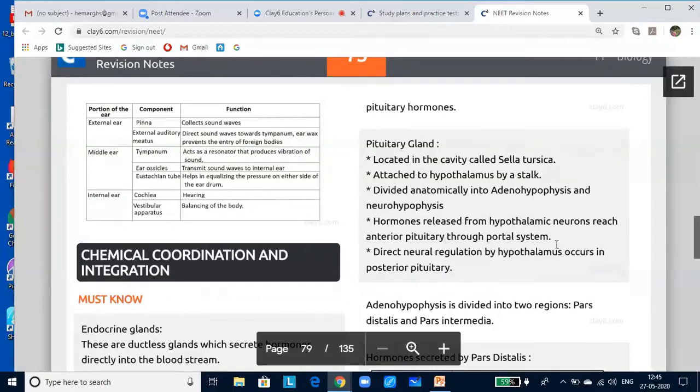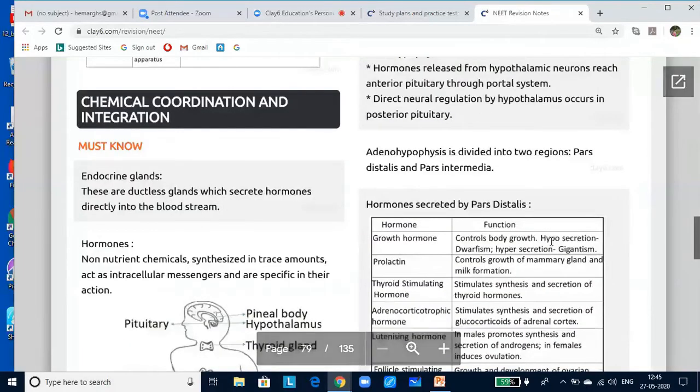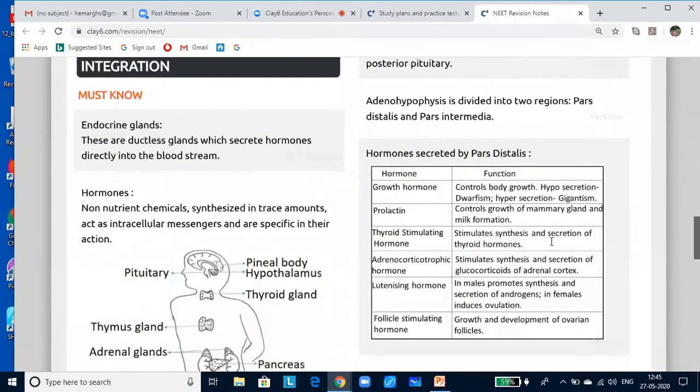Now let us look into adenohypophysis. Adenohypophysis is divided into two regions. One is pars distalis and another is pars intermedia. Now pars distalis secretes these hormones. One is the growth hormone. This hormone controls the growth of the body. When there is hyposecretion, in childhood, it can result in dwarfism. Hypersecretion will lead to gigantism.